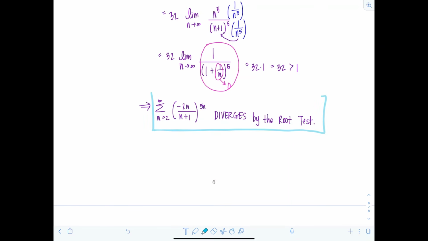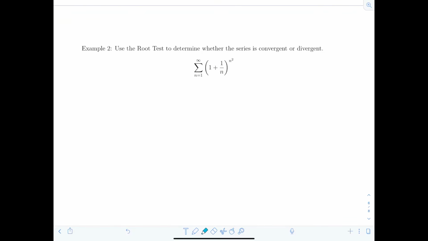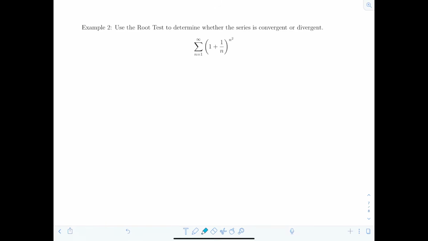All right, looks good. Let's consider another example here. Example 2. Use the root test to determine whether the series is convergent or divergent. So we have the sum n equals 1 to infinity of 1 plus 1 over n all raised to the n squared. So we're going to consider the limit as n approaches infinity of the nth root of the absolute value of a_n. Well, taking the absolute value is not going to do anything, so I'm just going to write a_n as it is, 1 plus 1 over n to the n squared.